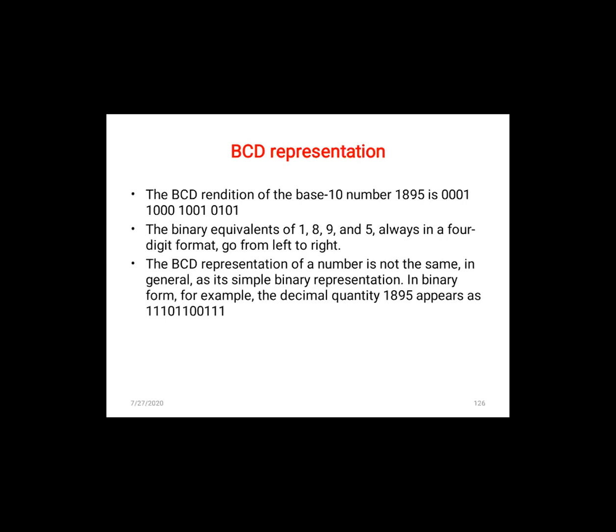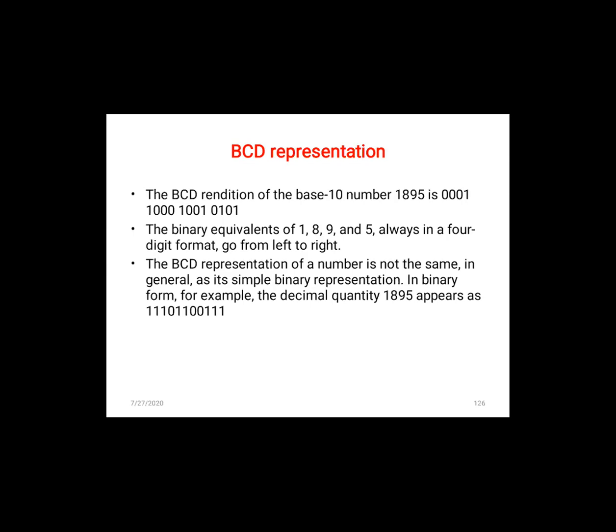But what we do in BCD is the 8421 code. So the 1 of 1895, we represent as 0001. That is my first, the 4-bit representation of 1 alone. Then the next one is 8. How am I writing 8? 1000. So separately I am writing 8. 9, how am I writing? 1001. And 5, how am I writing? 0101. So this is how we write in BCD 8421 representation.